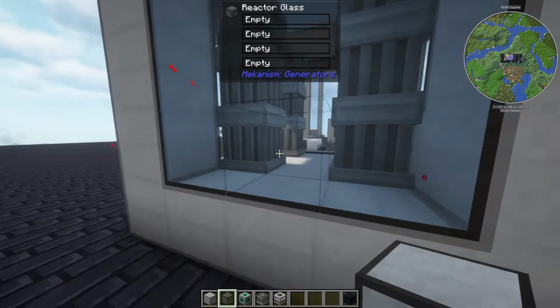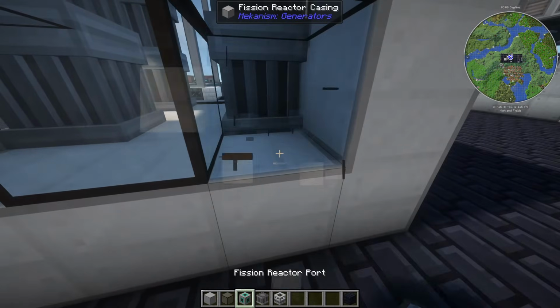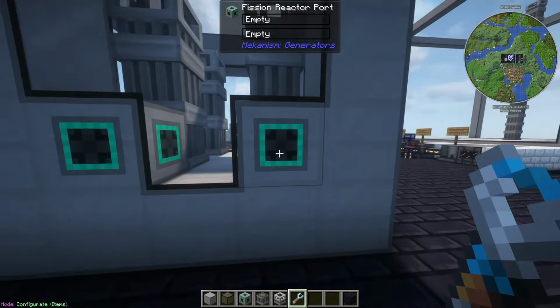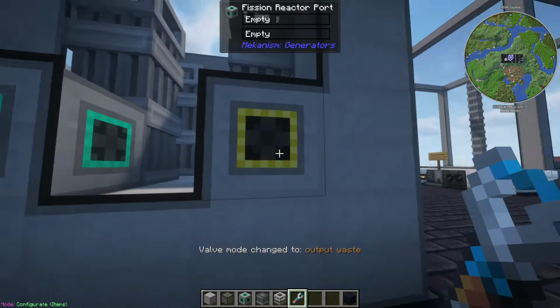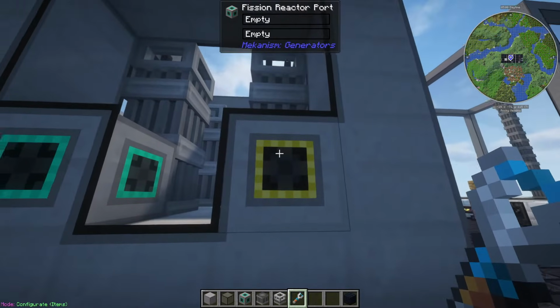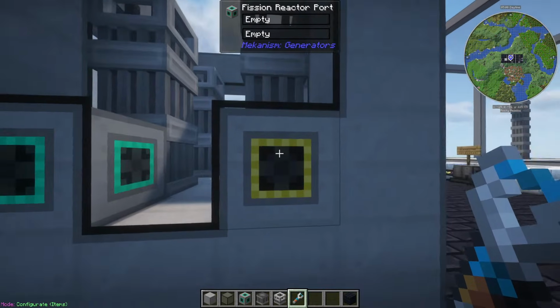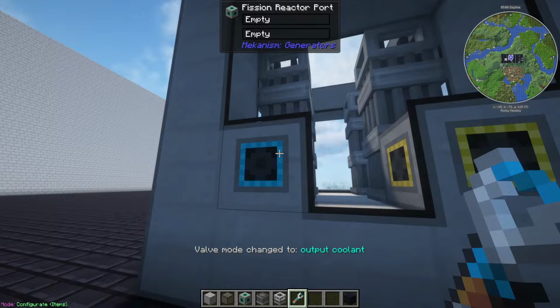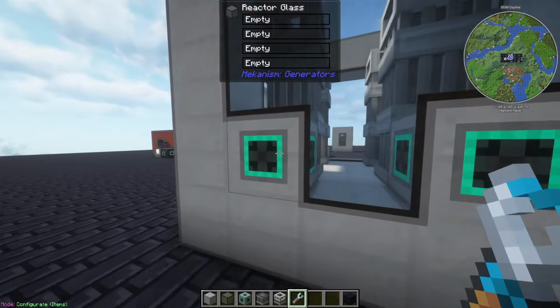And then I'm going to add 2 on this side, 1 right there and 1 right there. Next, with a configurator, come up and shift right click on some of your reactor ports, whichever ones you want it to be. This one I'm going to make waste output, and this one I'm going to make coolant output, and these 2 will actually be input.